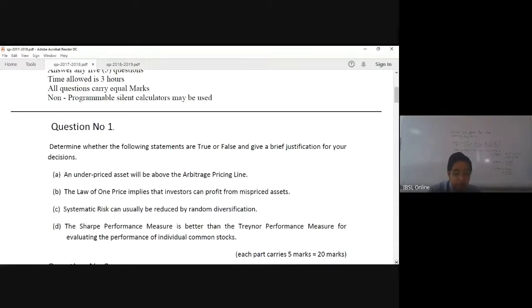Each part carries 5 marks, and those 5 marks will consist of the straightforward answer of true or false, and in addition to that, there should be a justification. If you don't give the justification, you get only a fraction of marks for that.